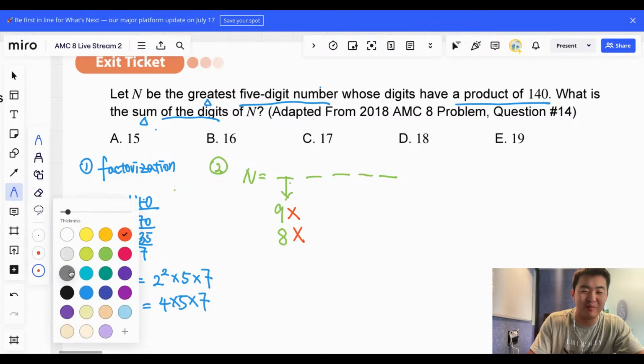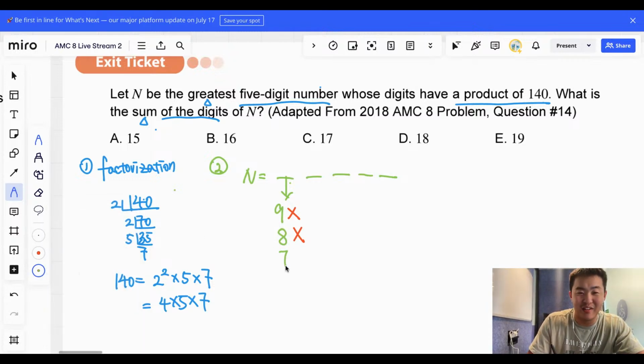So what's the next number we want to test? Okay, I want to test 7. So 7 is right here. It's one of the factors of 140. So we know we can put 7 here since it's the largest possible single digit number. Okay, good. So same idea.